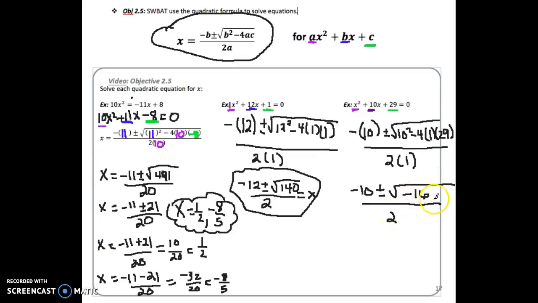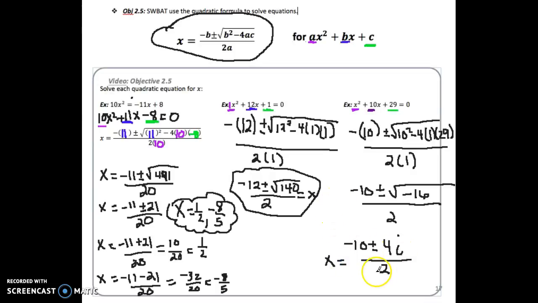All right? And so we should notice right here, this is an imaginary number because we have the square root of a negative. So if I wanted to take this one step further, I'm going to keep this negative 10 here, plus or minus, and the square root of 16 is 4, and then the square root of that negative 1 that's in there is going to be i. All of that is over 2. So this one, which is a little bit different from the previous one, you can keep it just like that. There is your answer. We know x equals that.